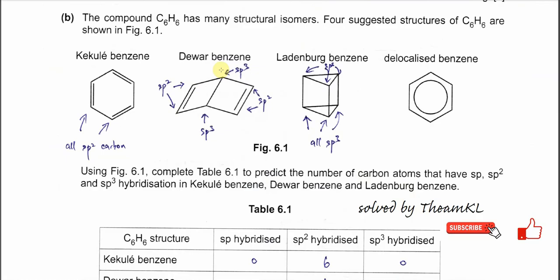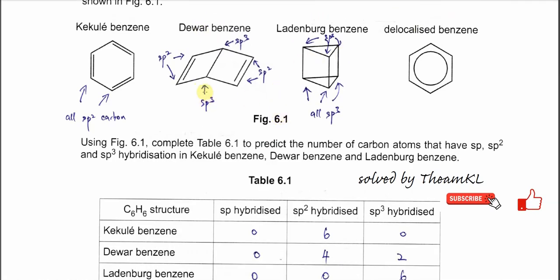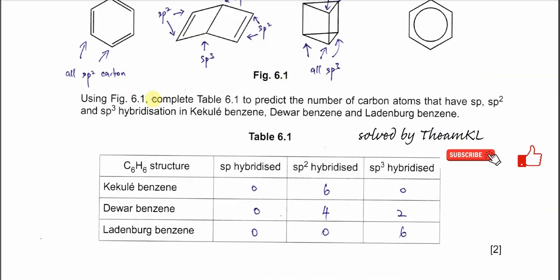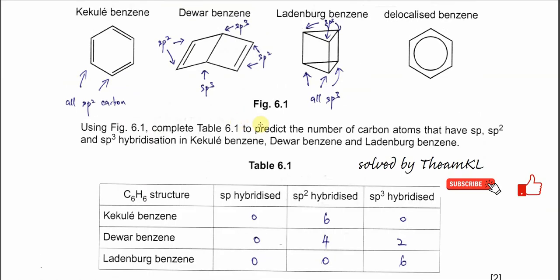Part B. The compound C6H6 has many structural isomers. Four suggested structures of this C6H6 are shown in this figure 6.1. They are Kekulé benzene, Dewar benzene, Ladenburg benzene, and delocalized benzene, these four. Now this question is using this figure 6.1, complete the table 6.1 to predict the numbers of carbon atoms that have sp2 and sp3 hybridization in the first three structures.